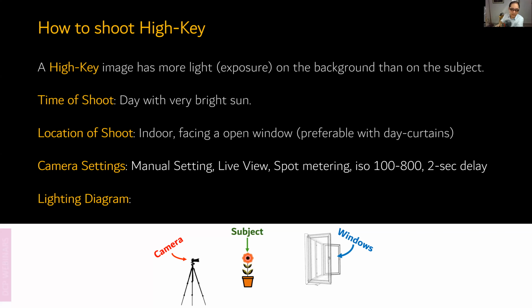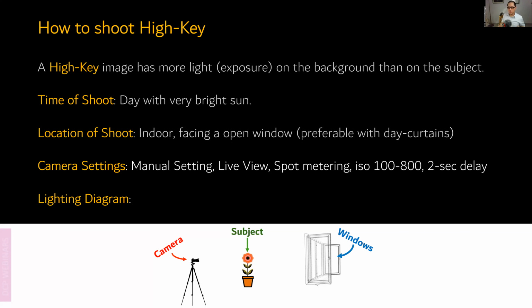A high key image has more light or exposure on the background than on the subject. Always remember this. A high key image has more light or exposure on the image background, rather than on the subject itself.